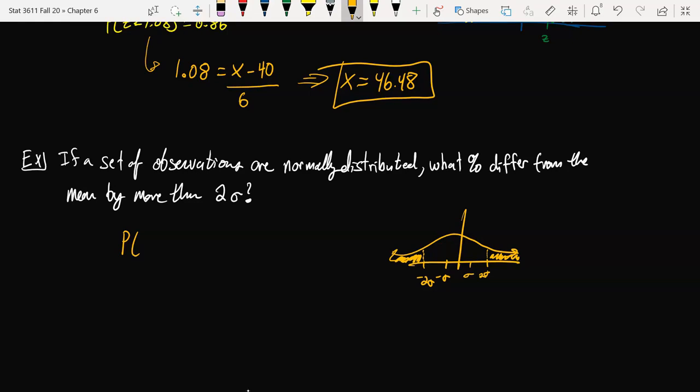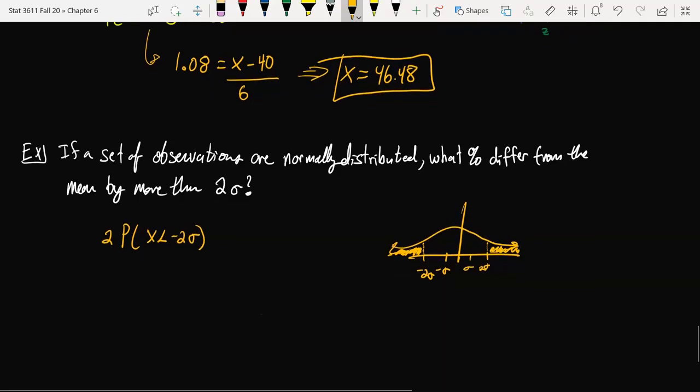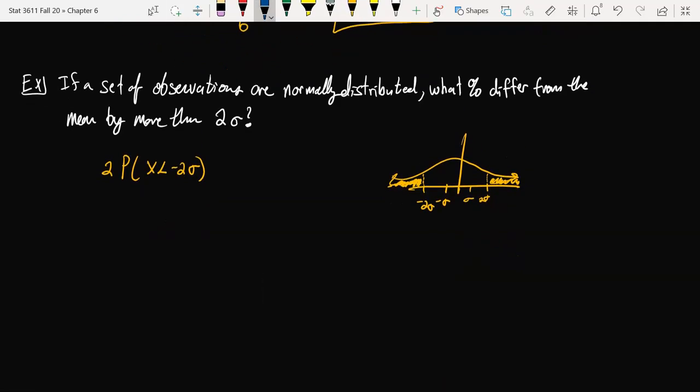By symmetry, we should at least agree that these areas are the same. So we want twice the probability that a random variable, let's say x, is less than negative 2 sigma. Twice the probability that a random variable x is less than negative 2 sigma. Now think about if you're going to try to start converting this to a standard normal random variable question. Z is equal to x minus mu over sigma.